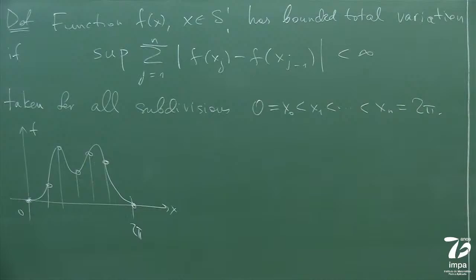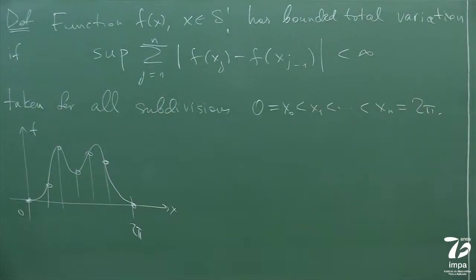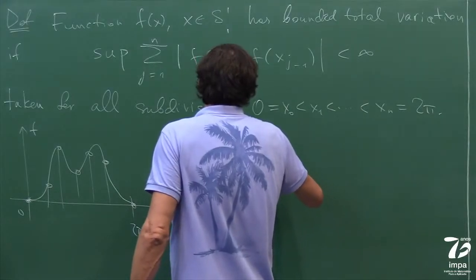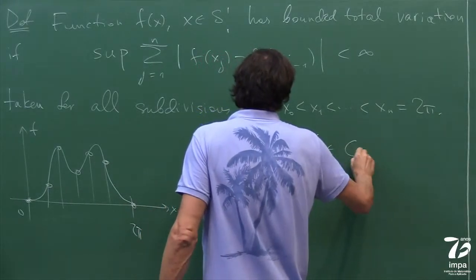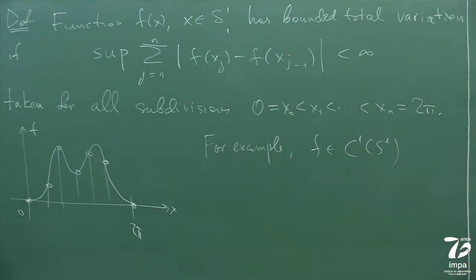in the full interval? It takes into account all variations, all increases of the function and decreases of the function, and it requires that this total variation should be bounded, limited. So for example, if f is continuously differentiable, it has bounded total variation. Essentially, you just take the maximum derivative, and from this you can derive a bound for the total variation.